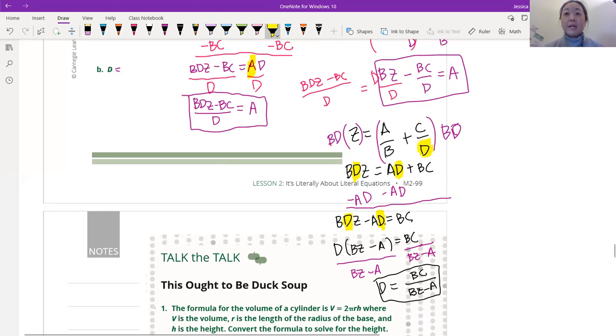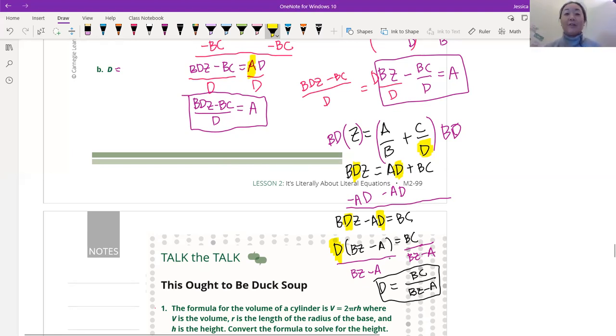So what we're going to do is actually factor out that d. Okay, because since they both have d's in common, you can factor that out. So here I have my d out here. What do I have left? Just bz minus this a, is equal to bc. And so now if you notice right here, this whole bz minus a is multiplying with d. So what we're going to do is just divide both sides by that, right? So what we get is d is equal to bc over bz minus a.